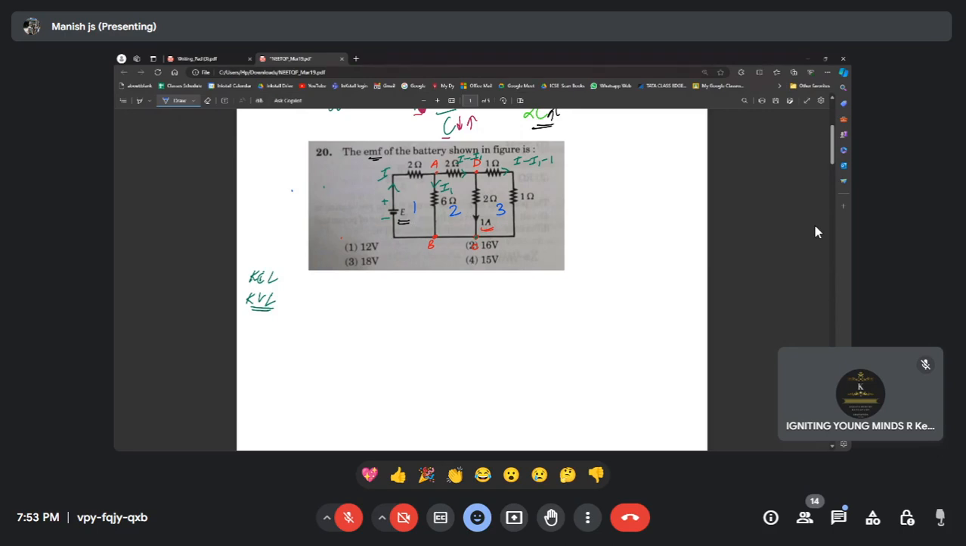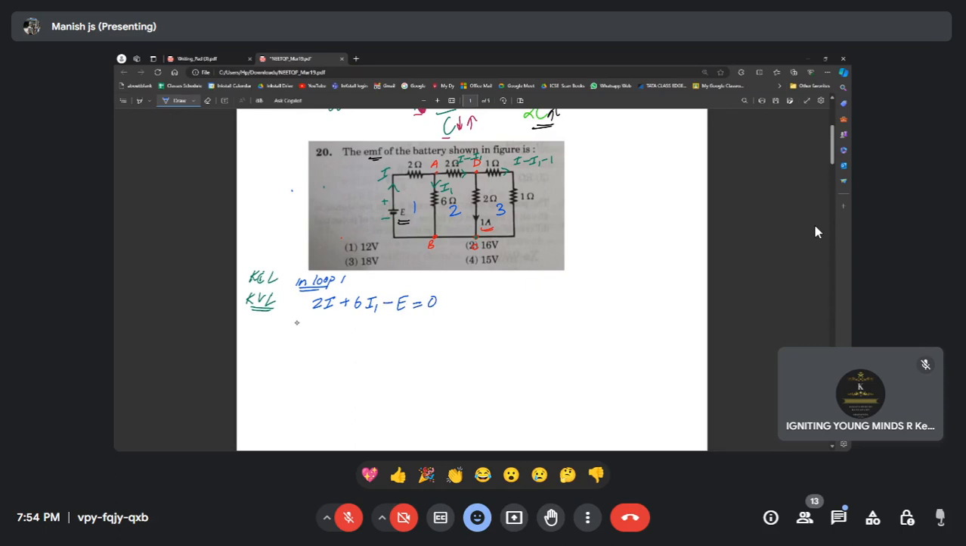So for the first loop, let me write. In loop 1, what will be the equation? I will start from the 2 ohms resistor. I'm moving in the direction of current, so 2I. Then I'm moving in the direction of current through 6 ohms, plus 6I1. Again, I'm touching the negative terminal of the cell or the battery, so minus E equal to 0. This is my first loop equation.